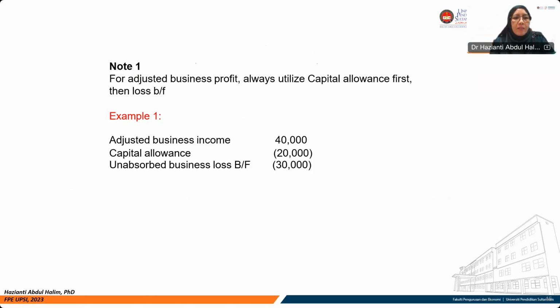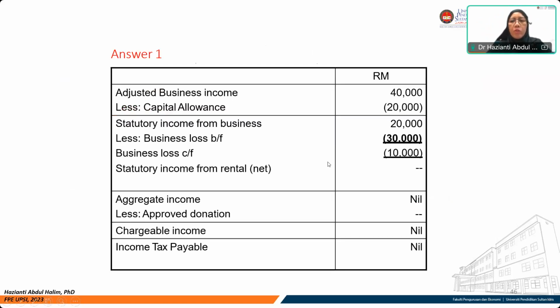Right, let's look at the first example here for adjusted business profit. Always utilize capital allowance first, then loss brought forward. So let's say this business has adjusted business income of 40,000, capital allowance of 20,000, and unabsorbed business loss brought forward 30,000. Right, so this is what we should do. Remember, I said deduct the capital allowance first. So capital allowance duduk dekat atas sini.